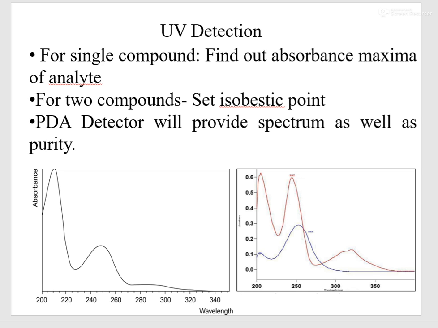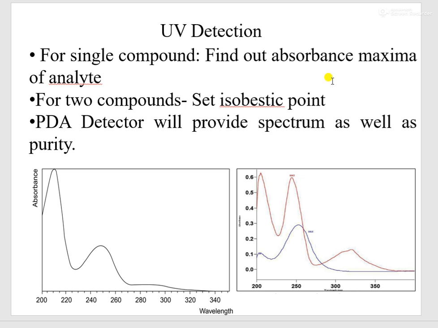I will focus on UV detection. If your sample is absorbing UV light or UV radiation, you can go for UV detection. UV detectors are of two types: fixed wavelength detector and variable wavelength detector. With a fixed wavelength detector, you can only work at a fixed wavelength which is given by the manufacturer or the kind of detector you have. And if you are going for a variable wavelength detector, you can select the detection wavelength of your choice.